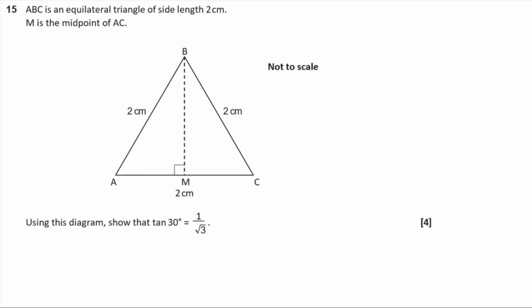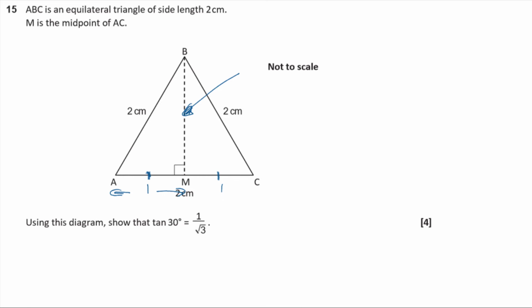So if M is the midpoint and it's cut this line in half, then that one is going to be 1 and that's going to be 1, isn't it, from there to there. Okay, can you see that? Okay, so we know that length is 1. We already know the hypotenuse. So using Pythagoras theorem, we should be able to find the line BM, shouldn't we?